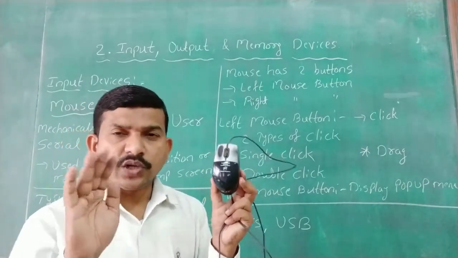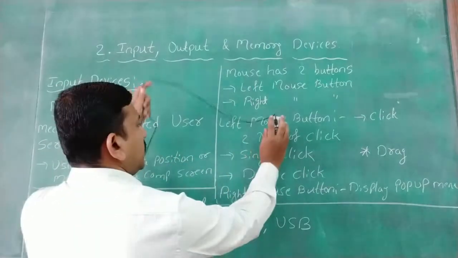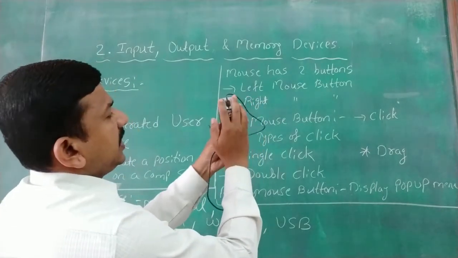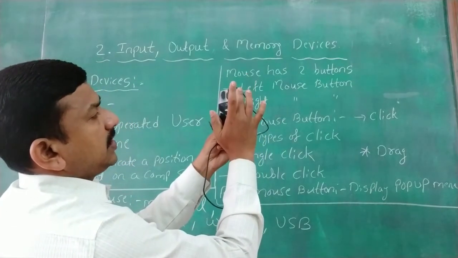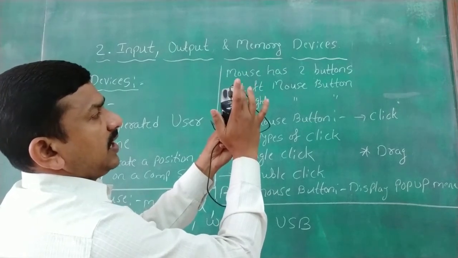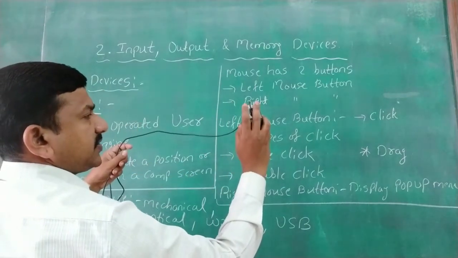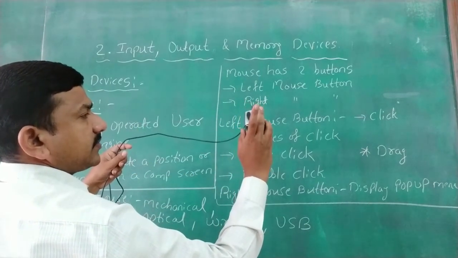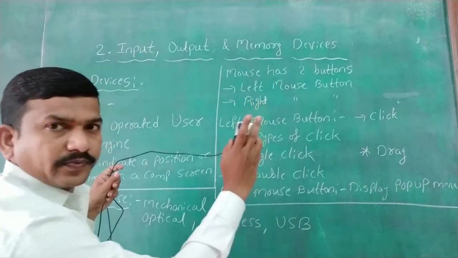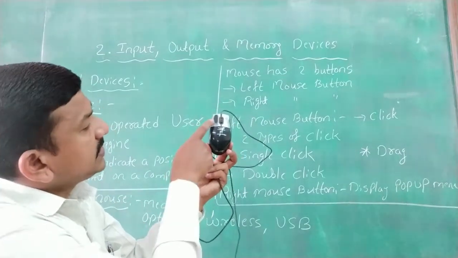Just imagine you have a mouse. For example, like this. Suppose you have a mouse. Here are 2 buttons. This is one button, this is another one. This is called the left side and this is called the right side. Is it clear? Left, right, left, right. If you are seeing this properly, this is left.